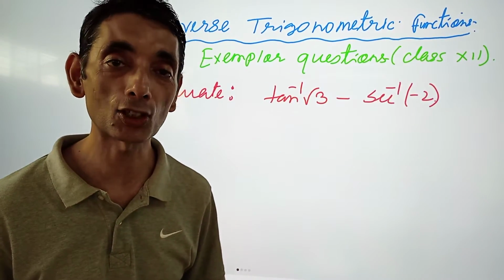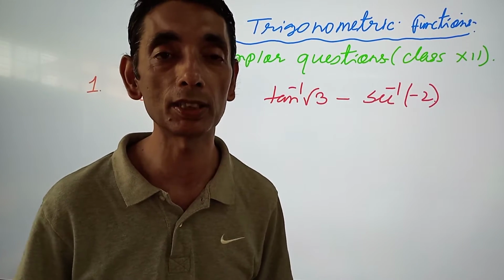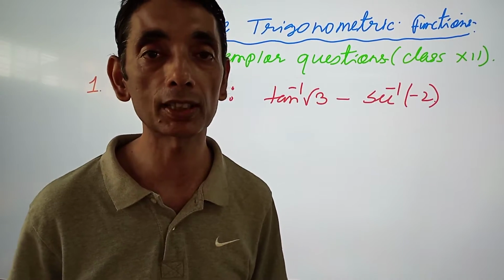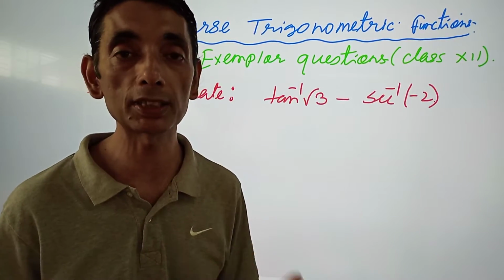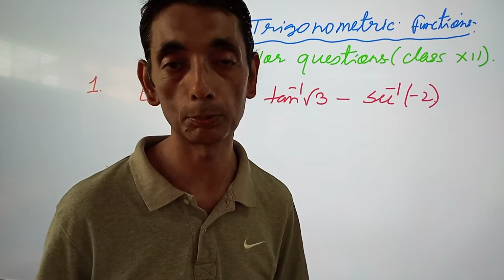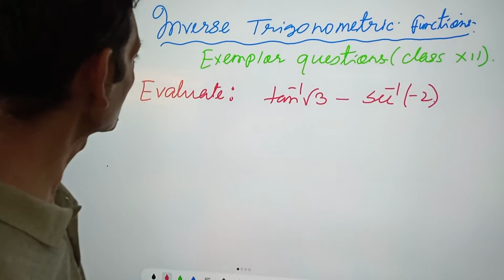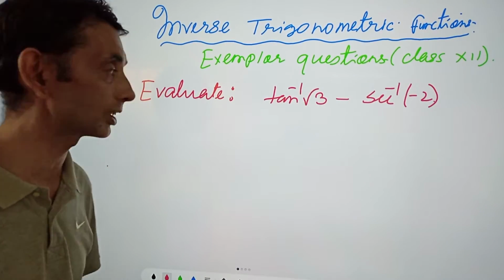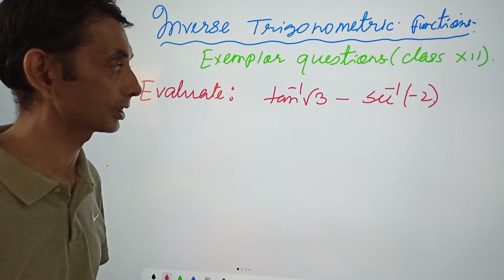Today we'll solve questions from Exemplar, and this video will be very short. We'll be solving very few questions, and slowly we'll be taking questions with more difficulty level. Let's start. The first question for today's video is: evaluate tan inverse root 3 minus sec inverse minus 2.